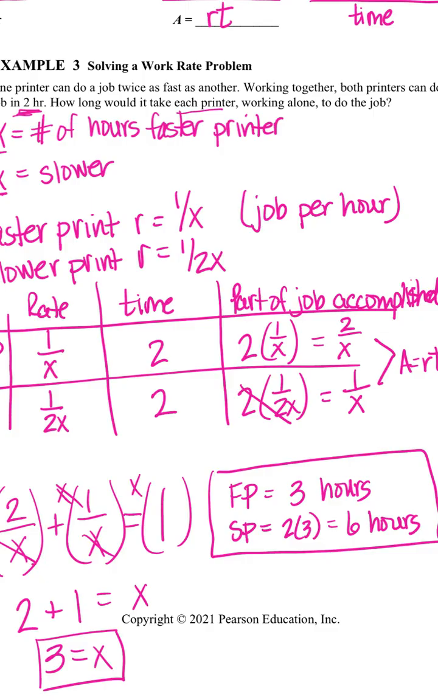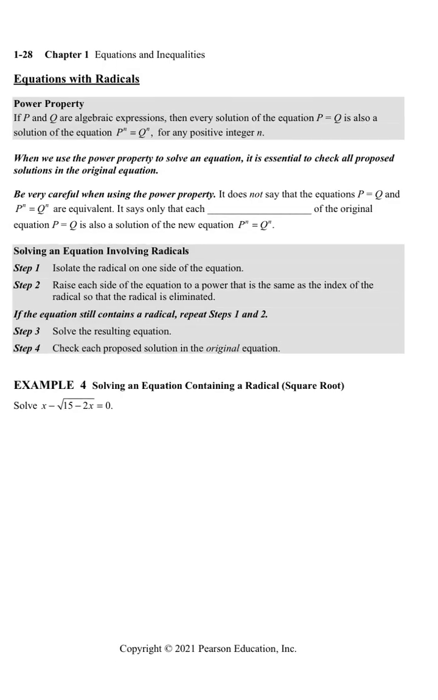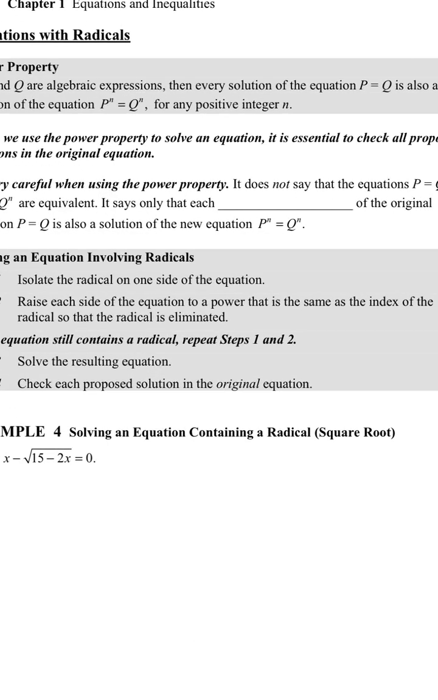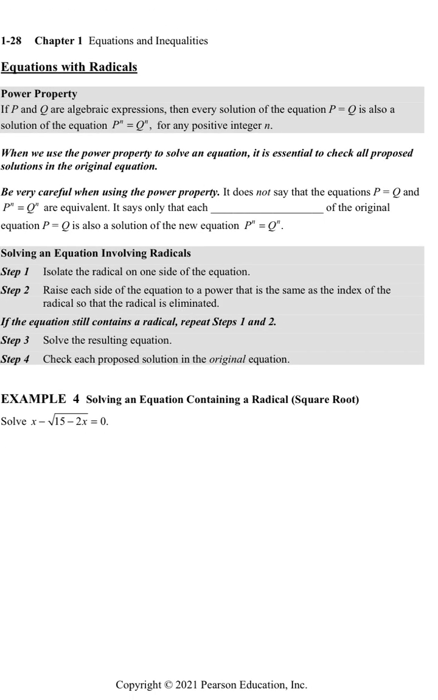All right, so now let's move on to the next one here. Equations with radicals. If P and Q are algebraic expressions, then every solution of the equation P equals Q is also a solution of P to the nth equals Q to the nth for any positive integer n. So if you have two things equal to each other and you raise them to the exact same power, they will still be equal, because what you do to one side, you do to the other side. Be careful when using it, though.